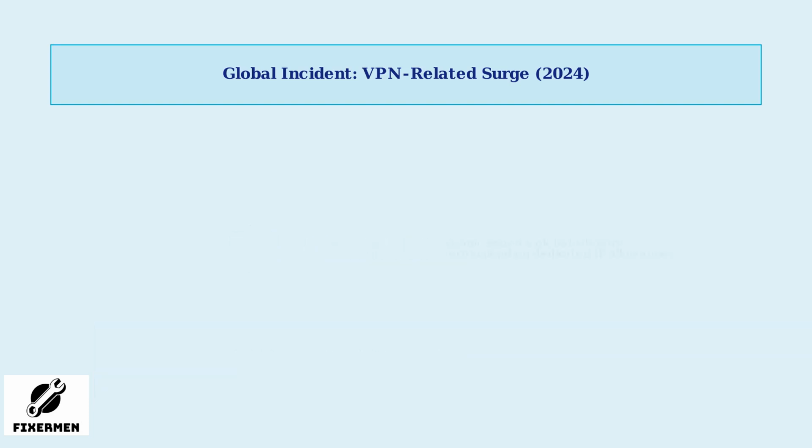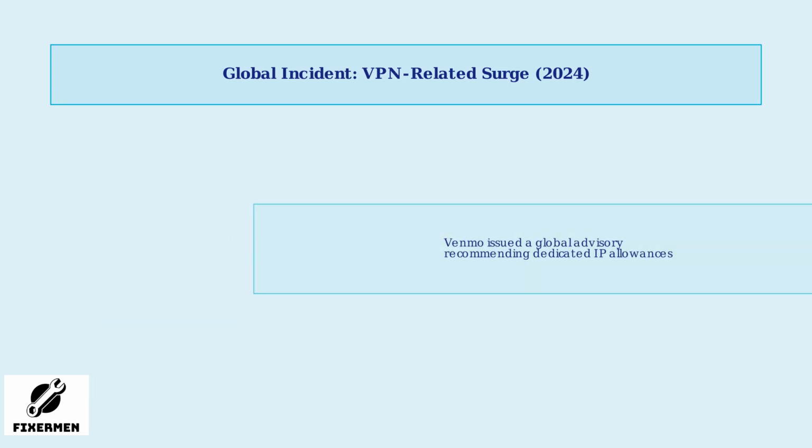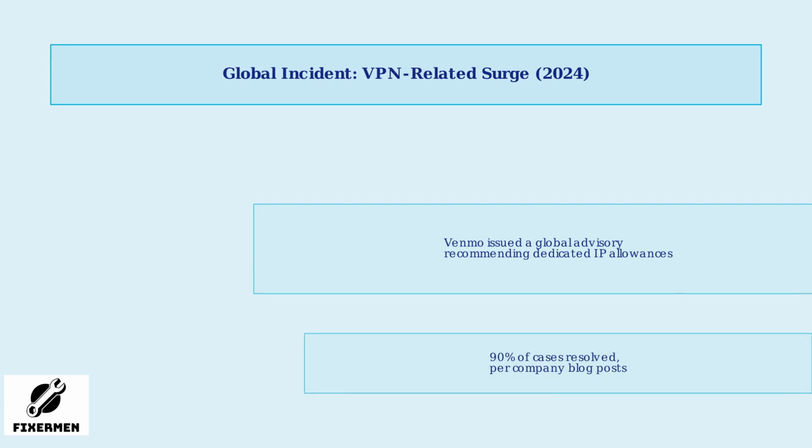In response, Venmo's support team issued a global advisory. They recommended that users set up dedicated IP allowances in their VPN settings, allowing consistent IP addresses for Venmo transactions. This approach resolved 90% of the reported cases, as documented in Venmo's company blog posts from that period.